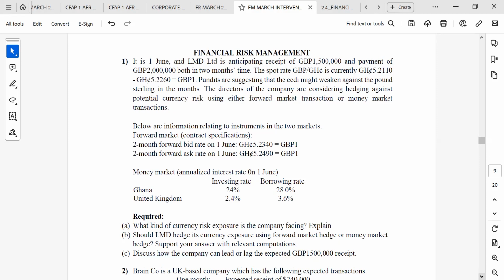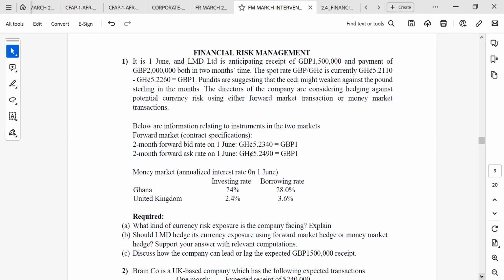Required. A. What kind of currency risk exposure is the company facing? Explain. B. Should LMD hedge its currency exposure using forward market hedge or money market hedge? Support your answer with relevant computations. C. Discuss how the company can lead or lag the expected 1.5 million pounds receipt. All right, thank you, sir.